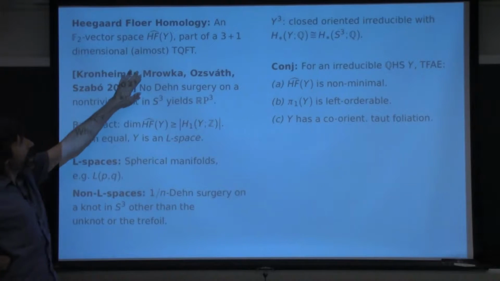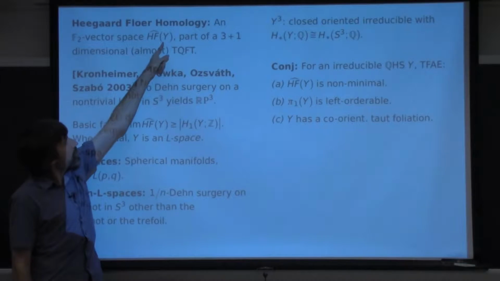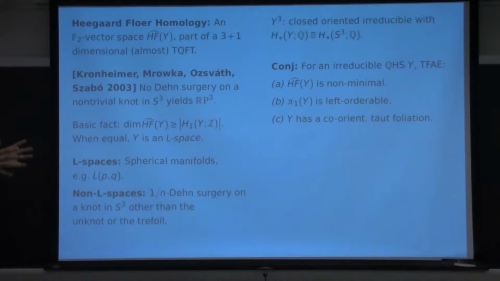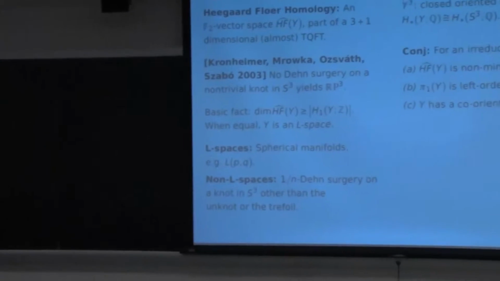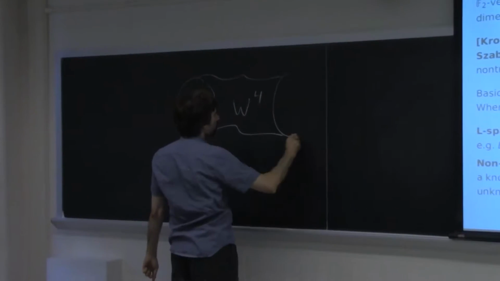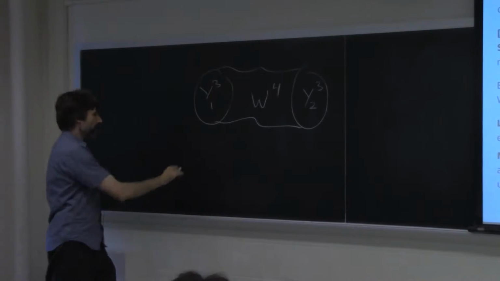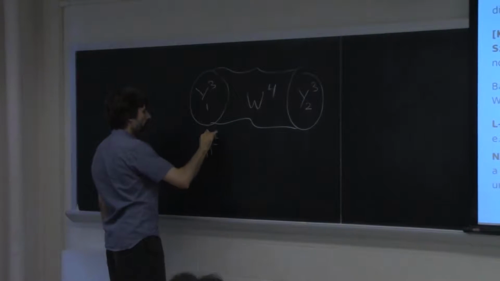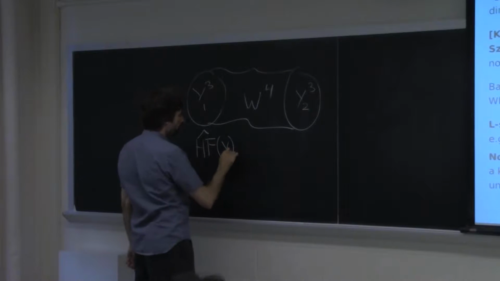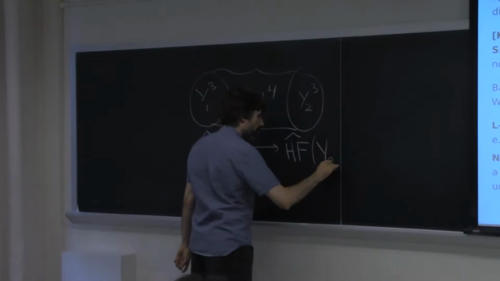So as in that case, it's part of a 3+1 dimensional topological quantum field theory, meaning that it associates to a manifold Y a vector space. And then if you have a cobordism W, some 4 manifold, between some manifold Y1 to some other 3 manifold Y2, then you get a map from the Heegaard Floer homology of Y1 to the Heegaard Floer homology of Y2.